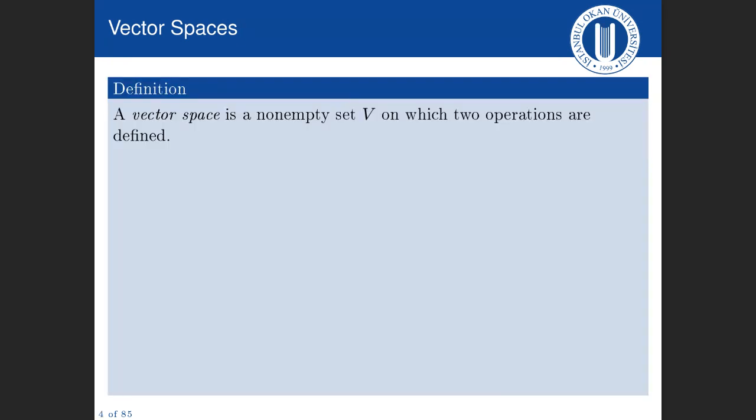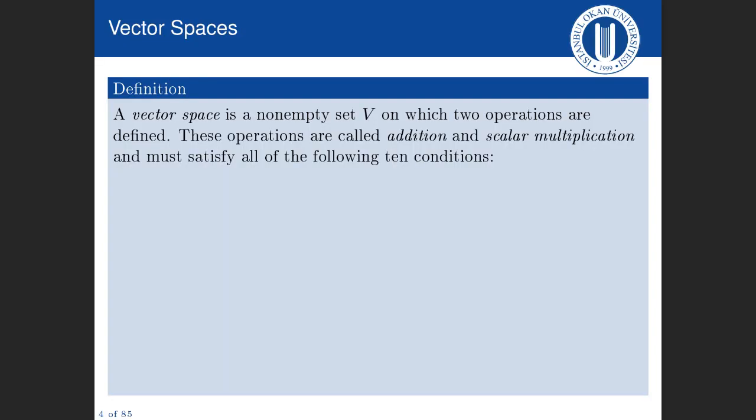A vector space is a non-empty set V on which two operations are defined. These operations are called addition and scalar multiplication, and they must satisfy the following 10 conditions. Condition number 1. If u and v are objects or vectors in our set V, then we must be able to add them together and still be in the set V. In other words, we need to be able to do vector plus vector is equal to a vector.